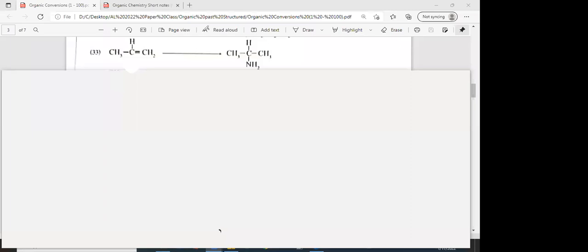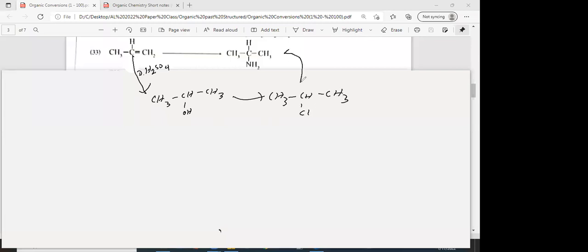Okay. First I'll write what Vinhara has done. In R, you have added H2SO4, and you had put water also, right? Diluted H2SO4 and number 2 water. Then you get CH3CHOHCH3. Then you have converted this into Cl, no? CH3CHClCH3. Then you have got ammonia here.